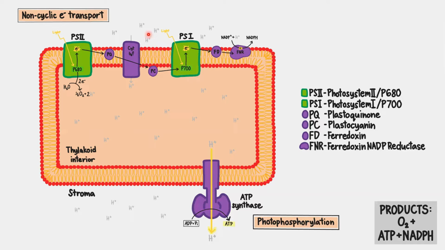By striking another photon, the electron becomes more excited and flows to the ferredoxin, which is an iron-sulfur protein. From ferredoxin, it is transferred to the ferredoxin-NADP reductase, and the electron transferred to this enzyme aids in reducing NADP to become NADPH.